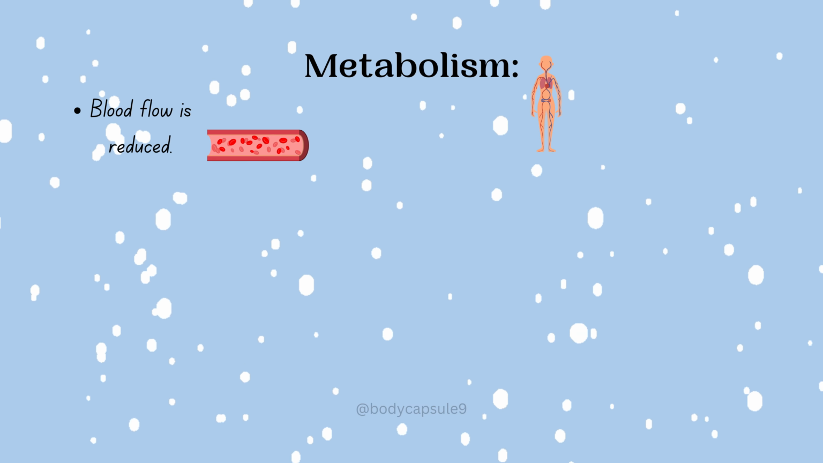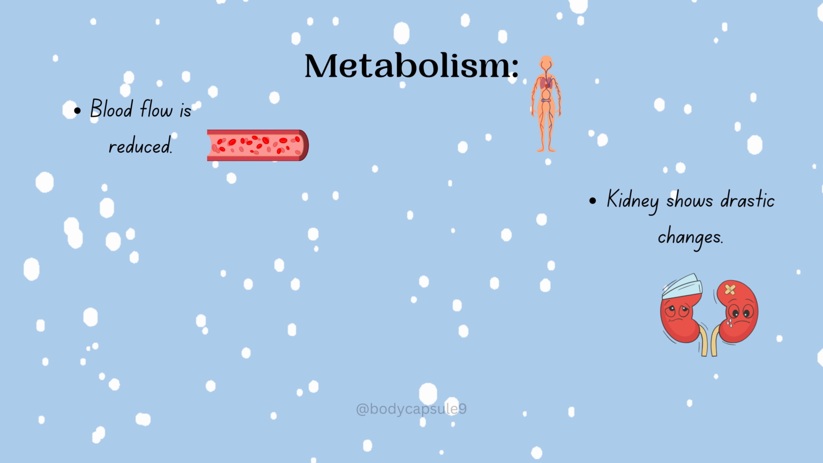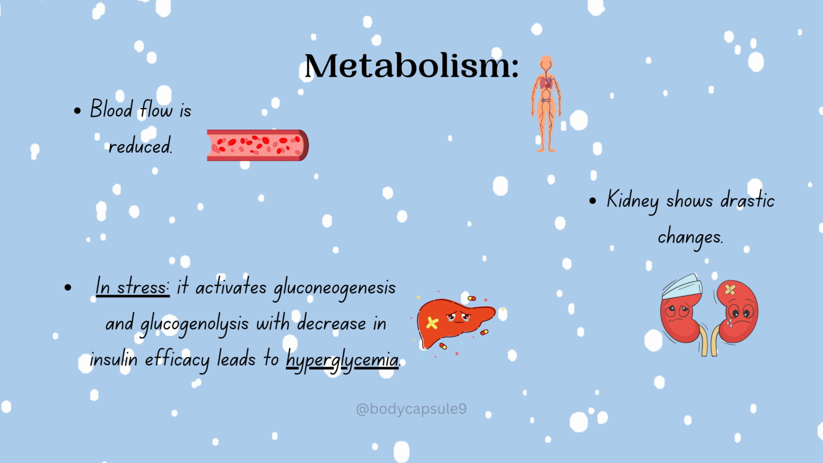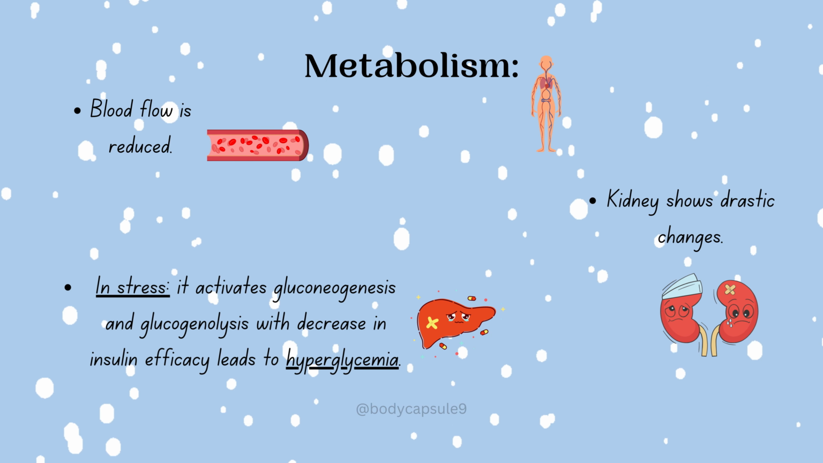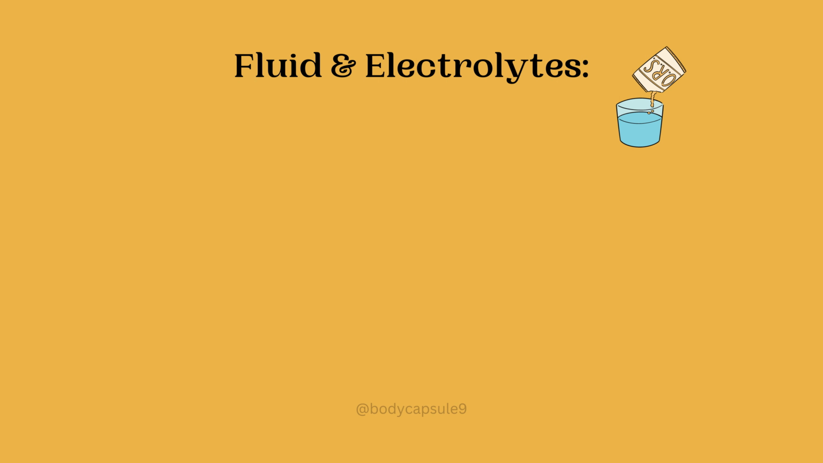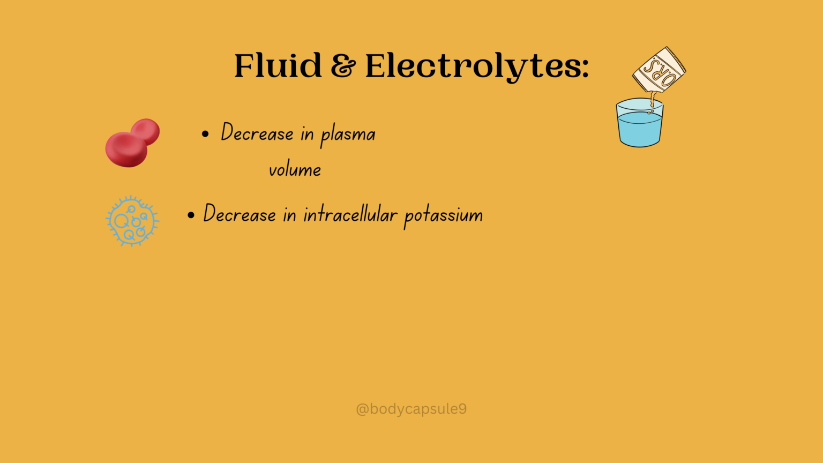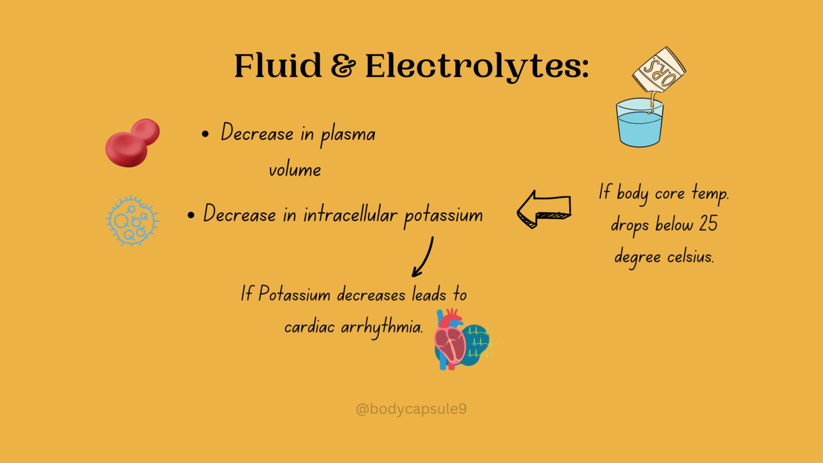Metabolism: blood flow is reduced and the kidney shows drastic changes. In stress, it activates gluconeogenesis and glycogenolysis, with decreased insulin efficacy leading to hyperglycemia. Fluids and electrolytes: as the body cools, there is a decrease in plasma volume as fluid moves intracellularly, with inadequate tissue perfusion following. There is a decrease in intracellular potassium when body core temperature drops to 25 degrees Celsius, and if potassium decreases, it may lead to cardiac arrhythmias.